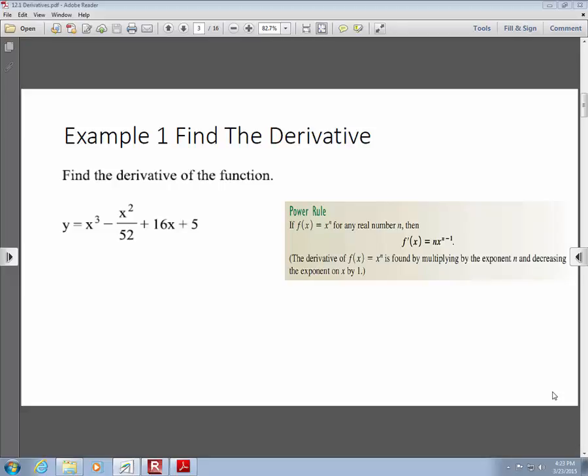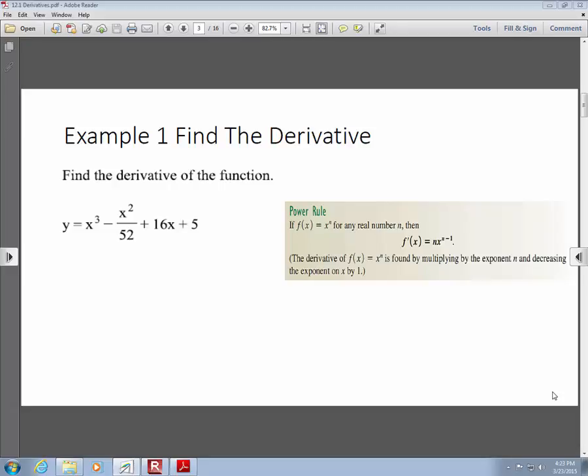So I'll bring down that 2. Okay. This 2 is going to come down. It's going to be multiplied. Now there's an understood 1 here, okay? So that 2 is going to be multiplied to 1 over 52. So it's going to be 1 over 52 times 2 to the x, right? And I subtract 1 from the 2. What's 2 minus 1? It's a 1 here.